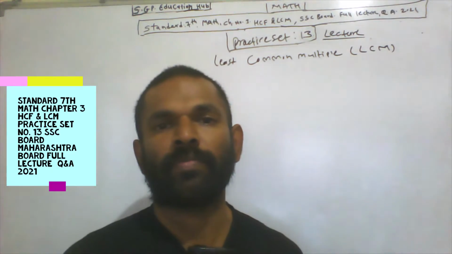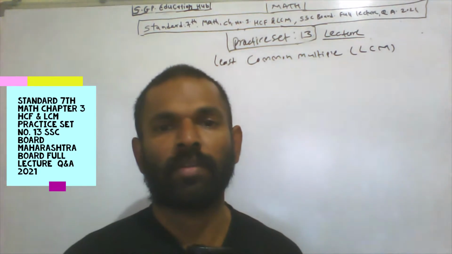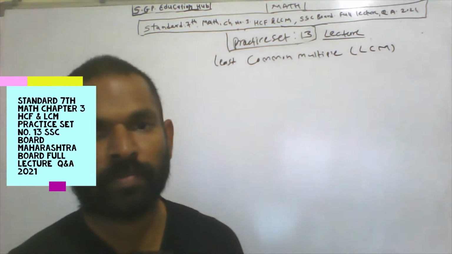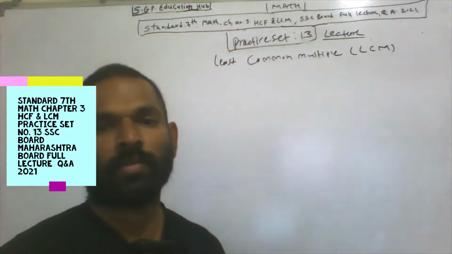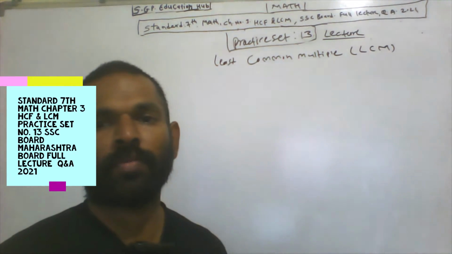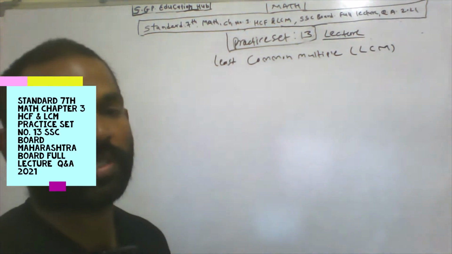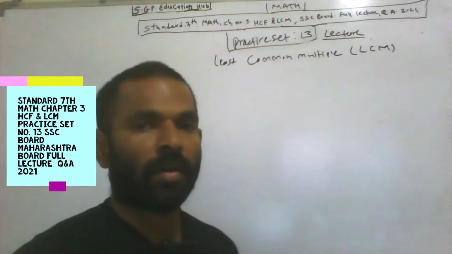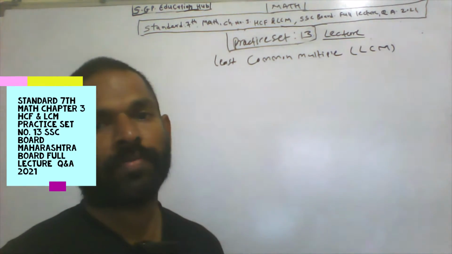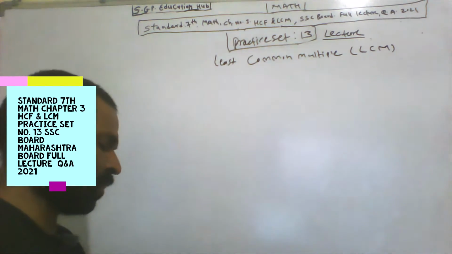Okay, so let's go for the lecture of practice set 13. This lecture belongs to LCM, least common multiple. As you studied in the last standard, LCM is the least common multiple of given numbers. So here is an example for that.